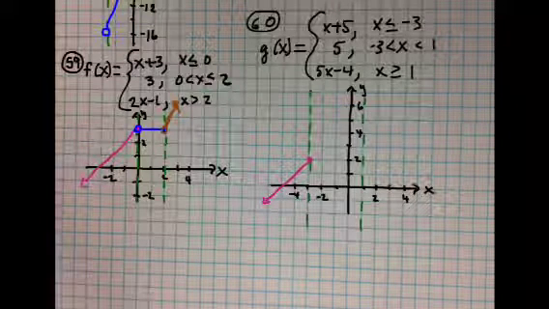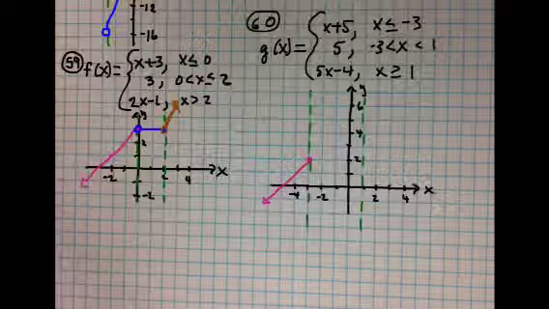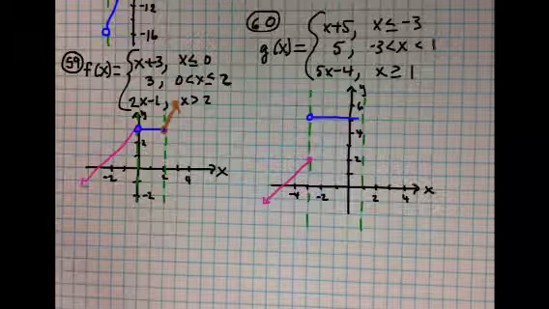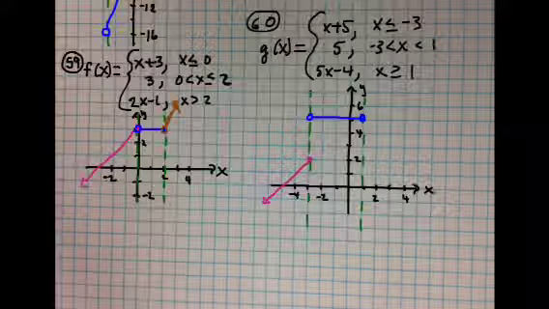So I'll end up there. And then the middle section, between -3 and 1, it's going to be the line y equals 5. And they're both open. Oops, missed it a little bit. There, they're both open. The two endpoints are open.